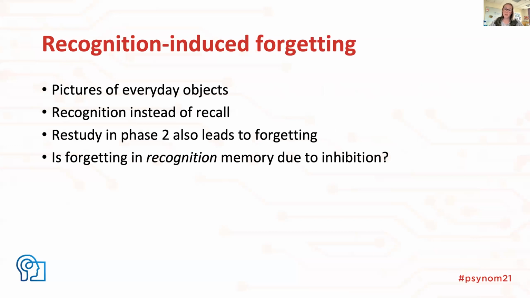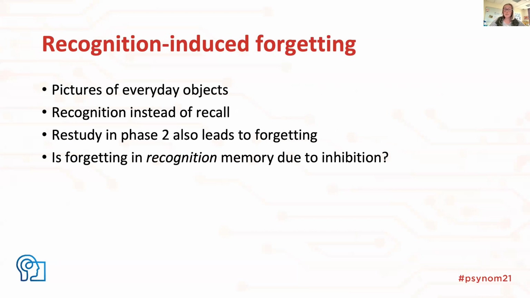Inspired by retrieval-induced forgetting, my colleagues and I have shown forgetting also occurs in a three-phase recognition paradigm, primarily with pictures. I've presented this paradigm several times at Psychonomics, so for the sake of brevity, I'll point out that the major distinctions are typically that recognition-induced forgetting uses pictures of everyday objects instead of words, and recognition tasks in the second and third phases instead of recall tasks.